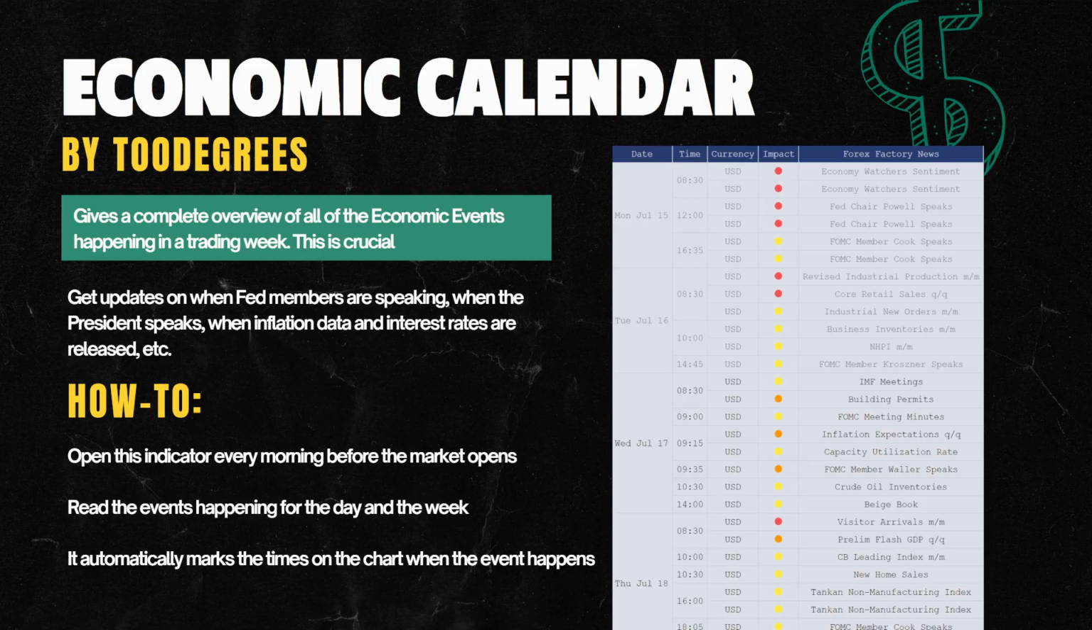And so, for our very first indicator, the economic calendar. Okay? So this indicator is called Live Economic Calendar by 2 degrees. Is this anyone's first time seeing this indicator? Press 1 if this is your first time seeing this.